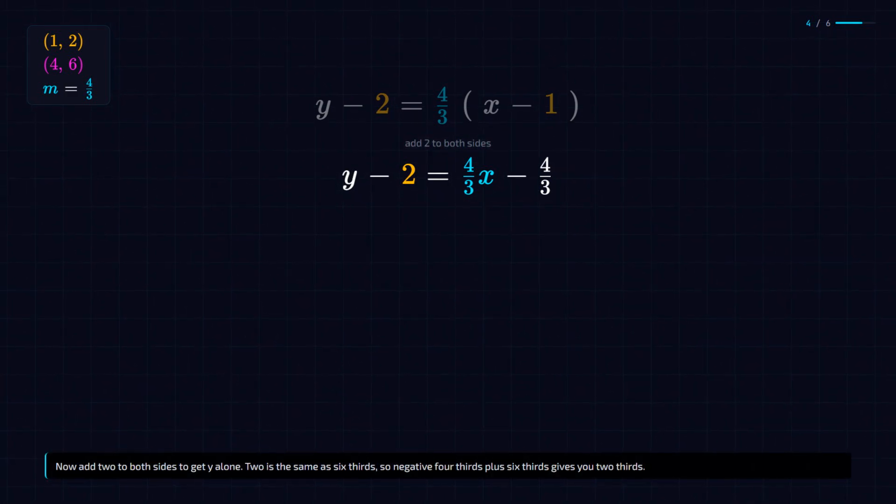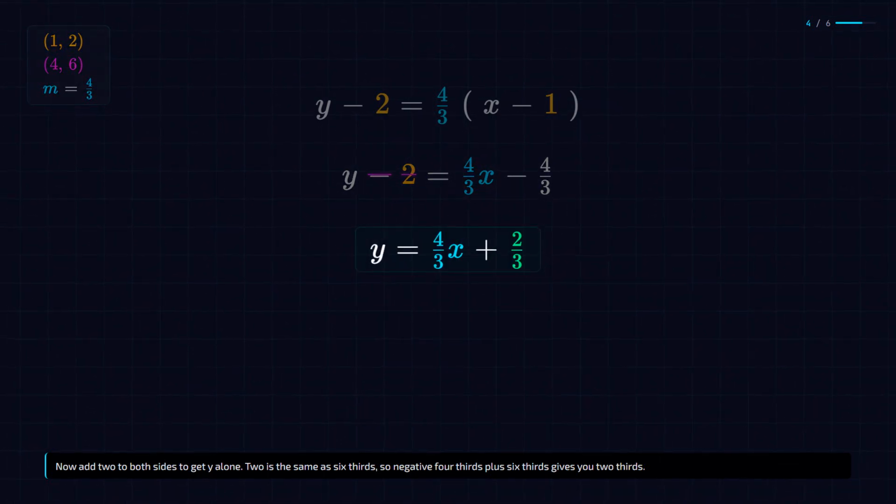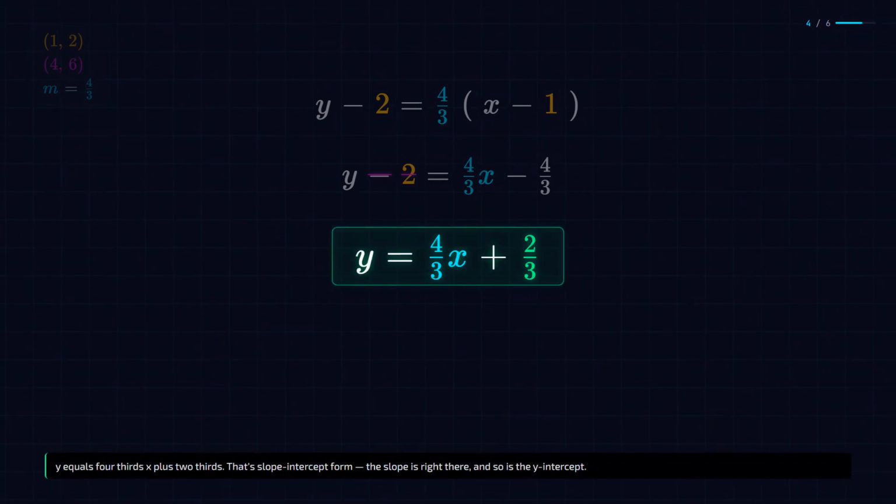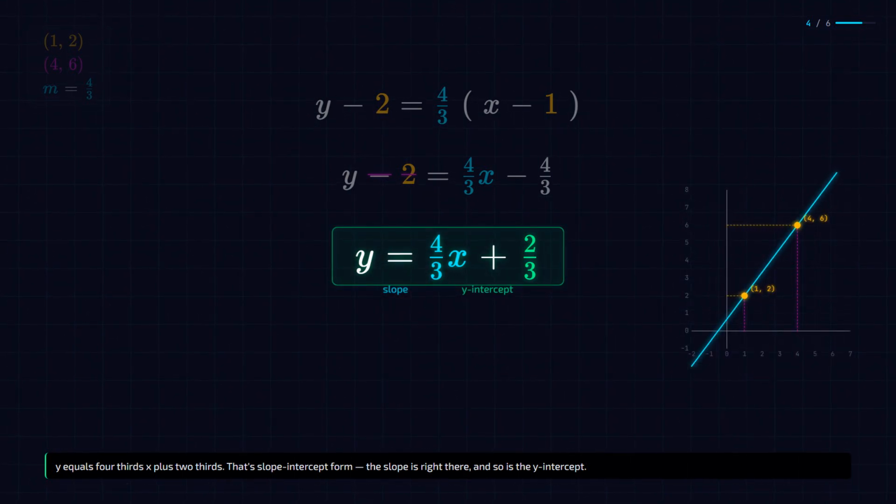Now add 2 to both sides to get y alone. 2 is the same as 6/3, so negative 4/3 plus 6/3 gives you 2/3. y equals 4/3 x plus 2/3. That's slope-intercept form. The slope is right there, and so is the y-intercept.